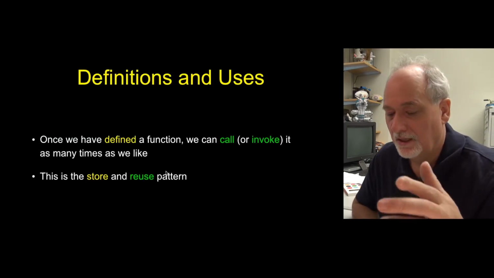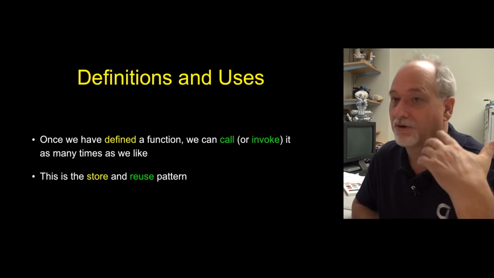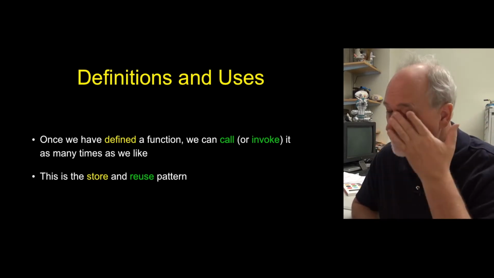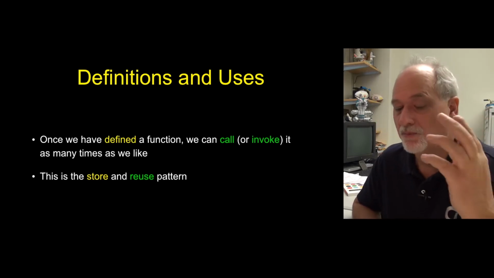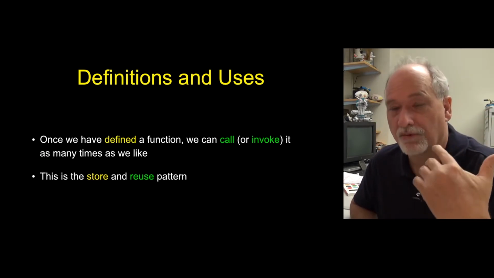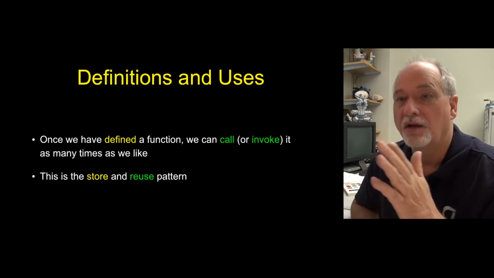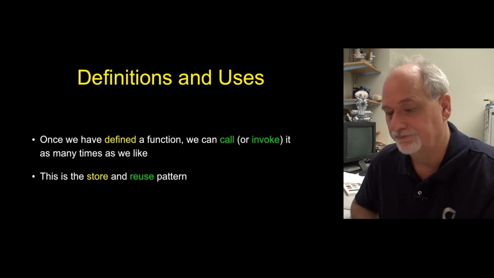So let's take a look at how you invoke a function, right? You define it, and then you use it. Sometimes you define it once and use it once, but more commonly you define it once and use more than one time. Again, the store and reuse pattern. The def is the store, and the invoking is the reuse.